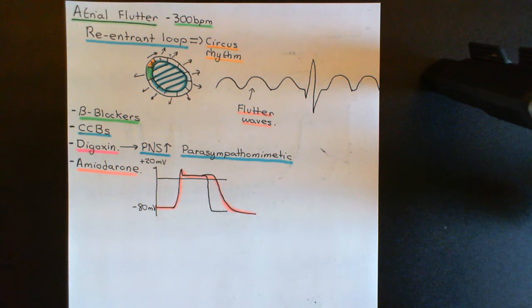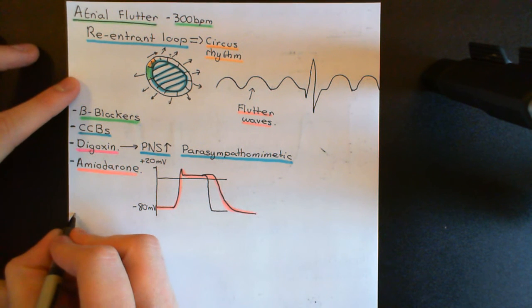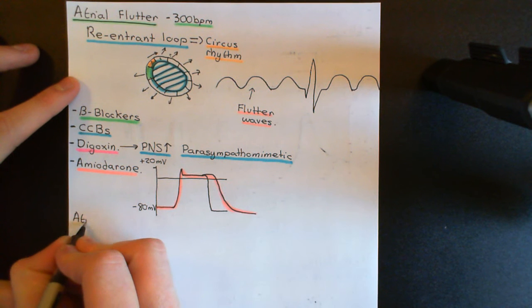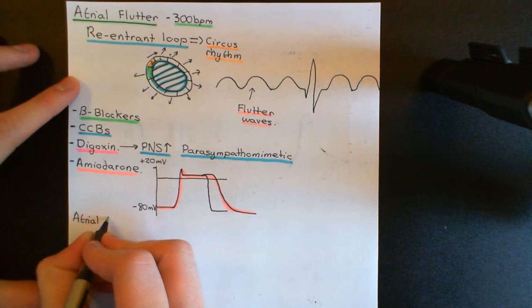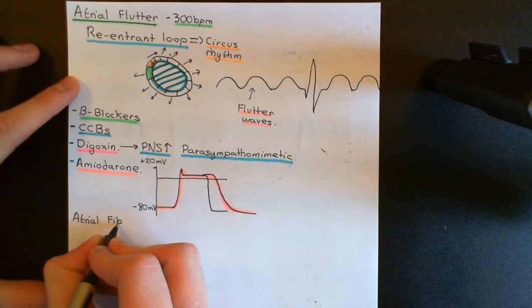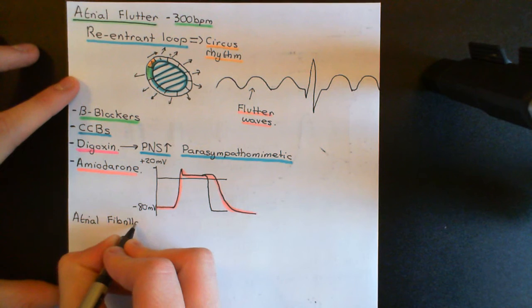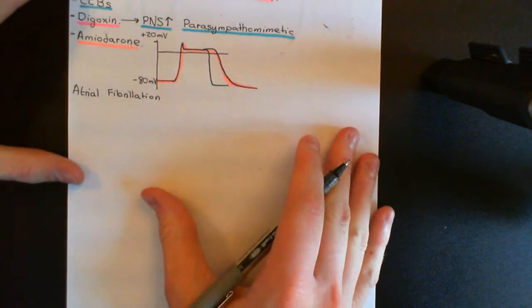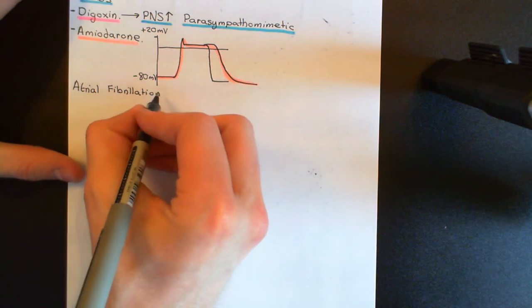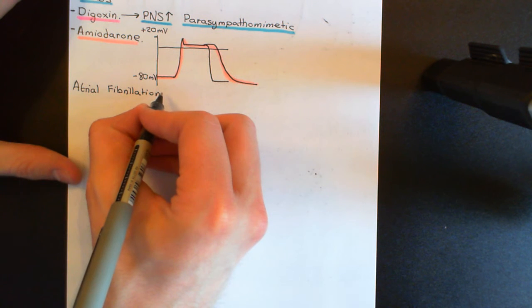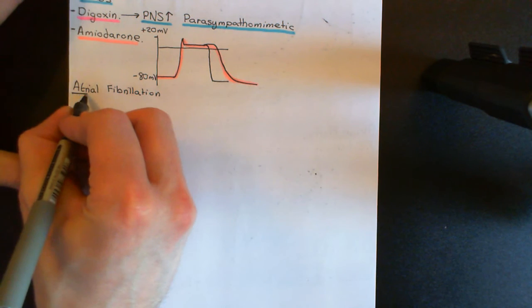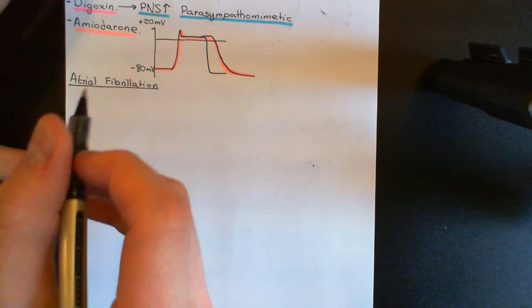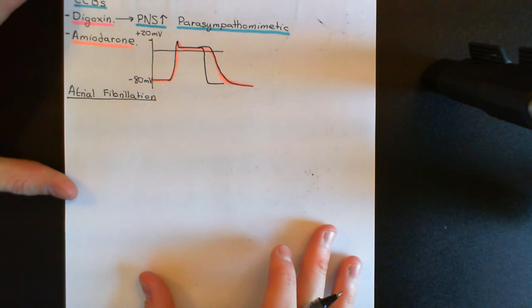Now what I want to go on to is atrial fibrillation. Atrial fibrillation is even more dramatic than atrial flutter. It is again going to be caused by mainly reentrant loops. However, it's going to get worse. It's going to also have loads of ectopic foci as well. So atrial fibrillation is going to be caused by both of the mechanisms that we've talked about so far.